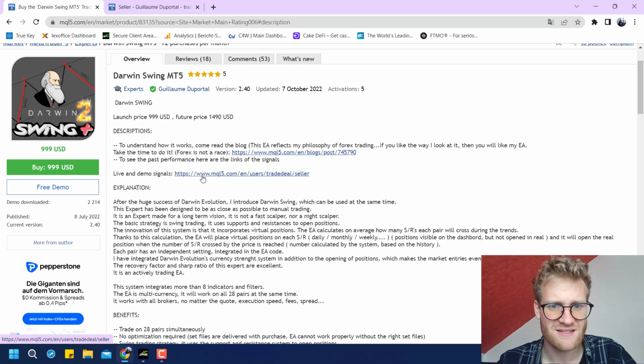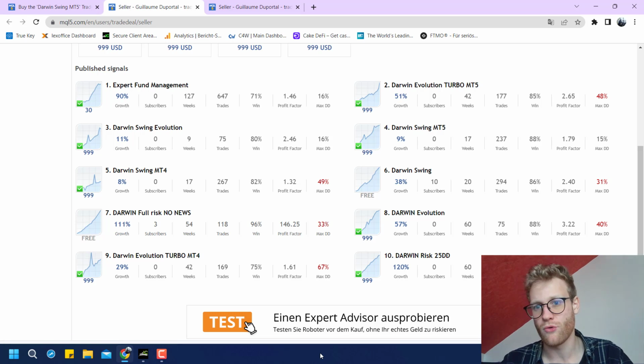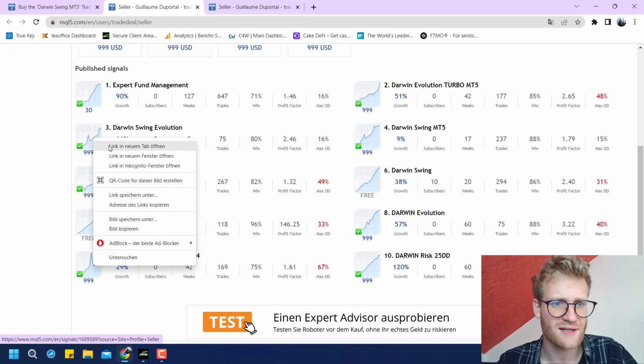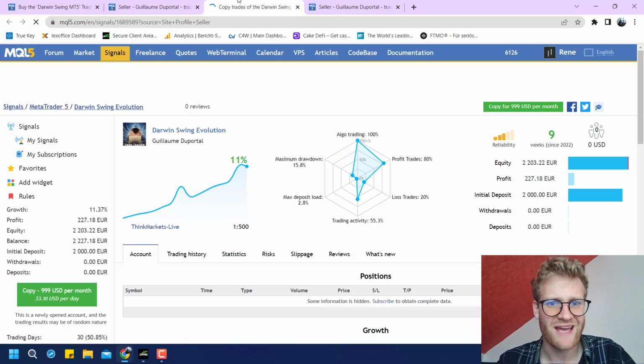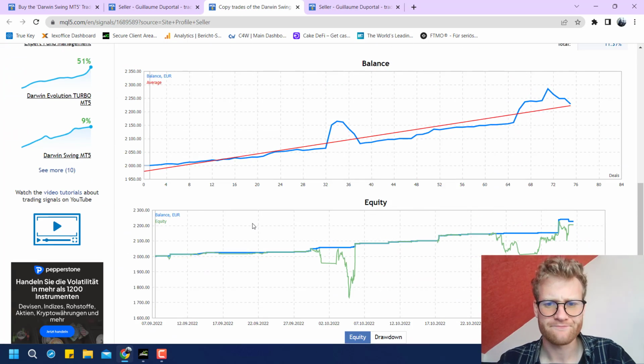So also he has some signals here. Let's have a look at these signals. And you can see here, he has a lot of signals. Some of them are more risky. Some of them are not that risky. So maybe we can have a look at some of the Darwin Swing signals here, for example this one, and we can see if we learn something about the program.